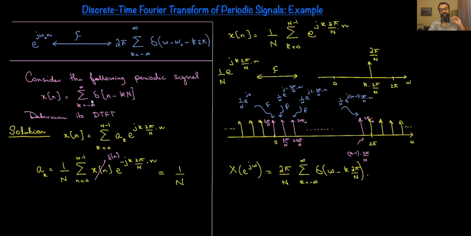So the train of impulses in the time domain corresponds to a train of impulses in the frequency domain as well. So that's one of the important results that we learned here. And more importantly, if the train of impulses in the time domain is located capital N samples apart, in the frequency domain these train of impulses are going to be located 2 pi by N apart.